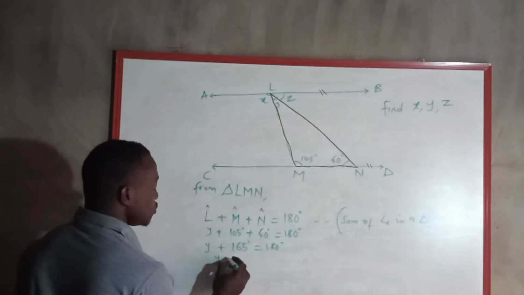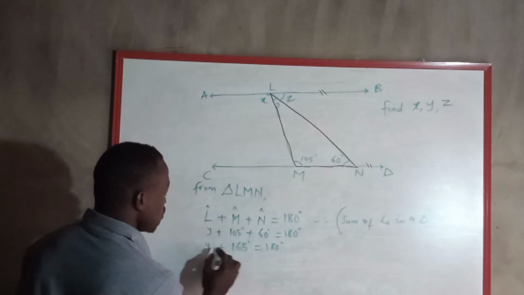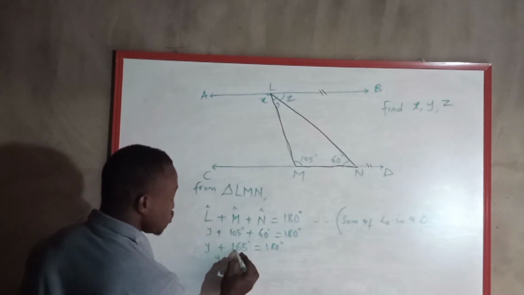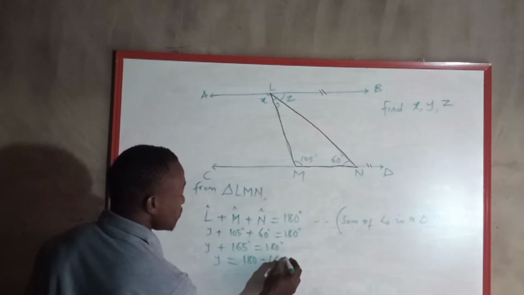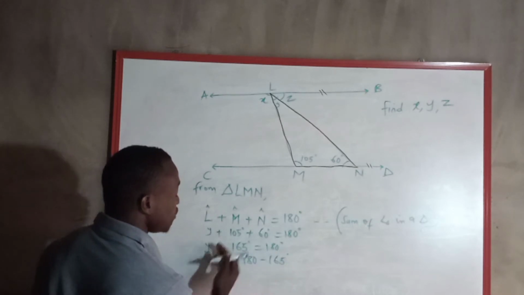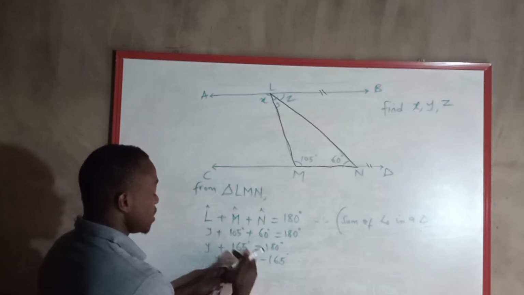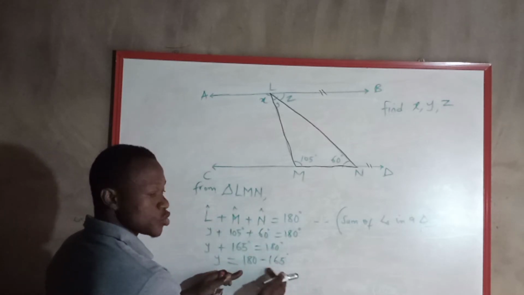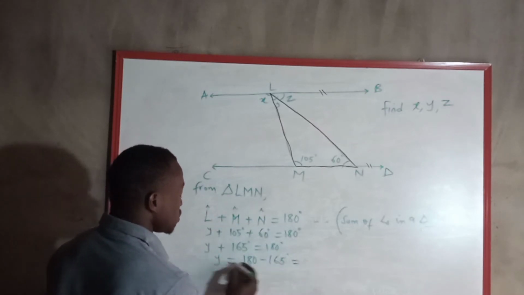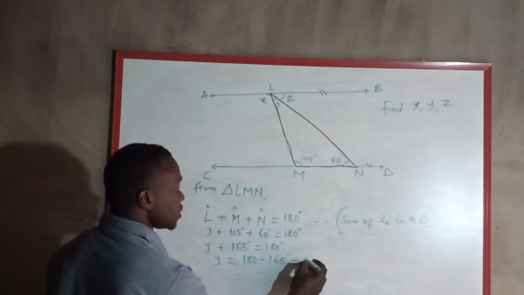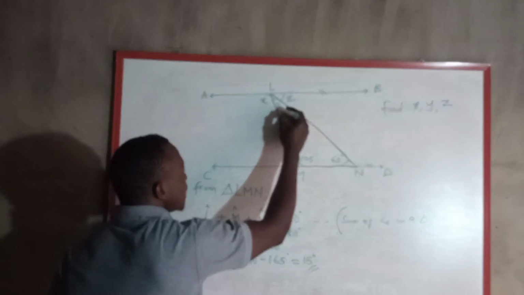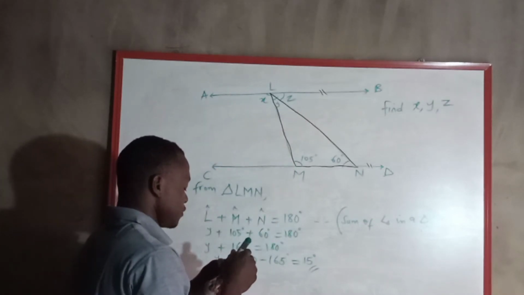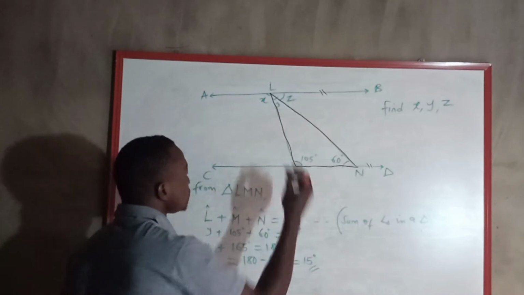So at this point, what do we do? We collect like terms because we want to make y the subject of the formula. This plus 165 comes here and becomes minus 165. This 180 was here initially, so we write it back. So what is 180 minus 165? We have 15 degrees. So we've gotten our y. Automatically, our y here is 15 degrees.